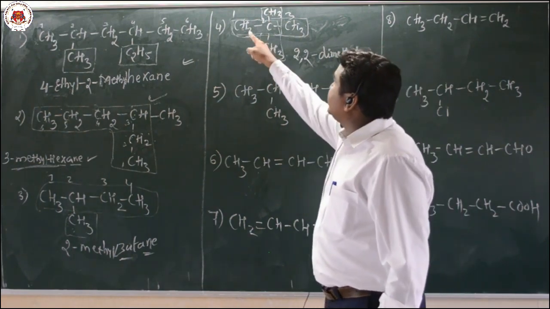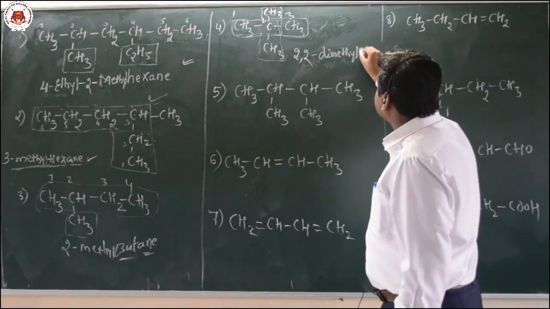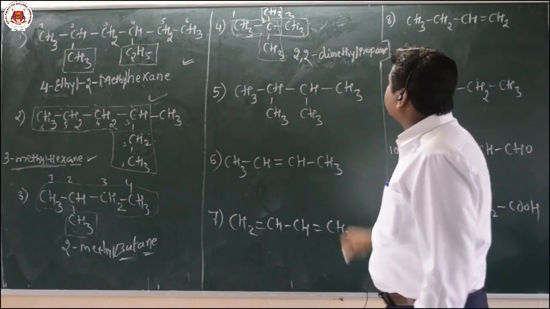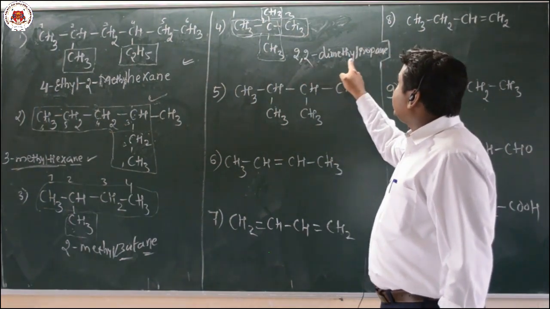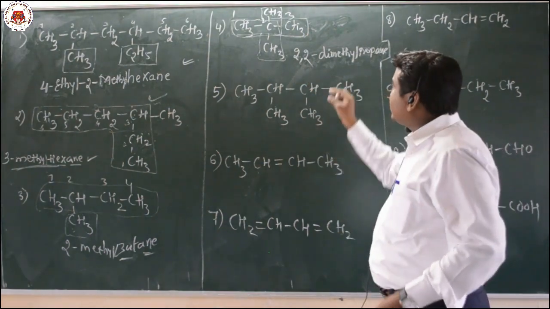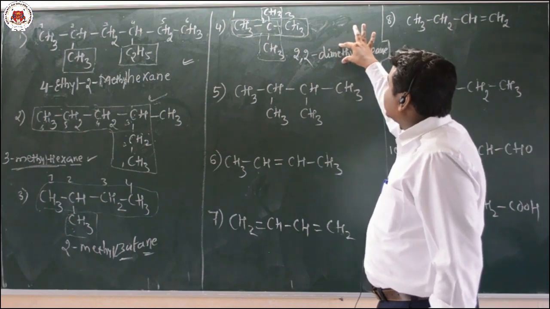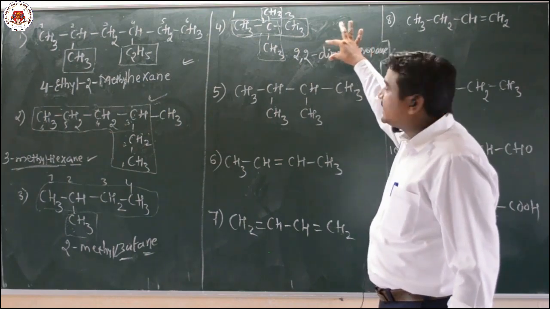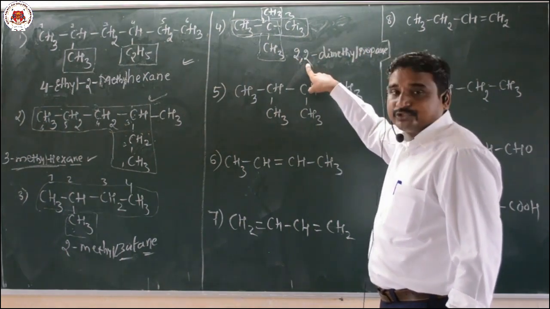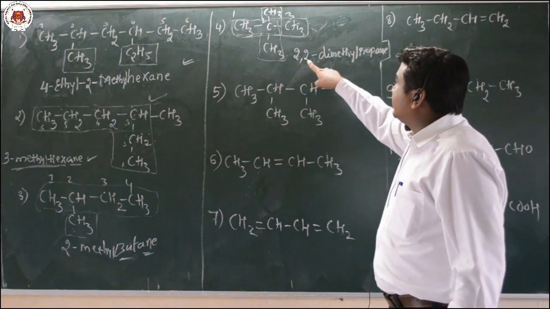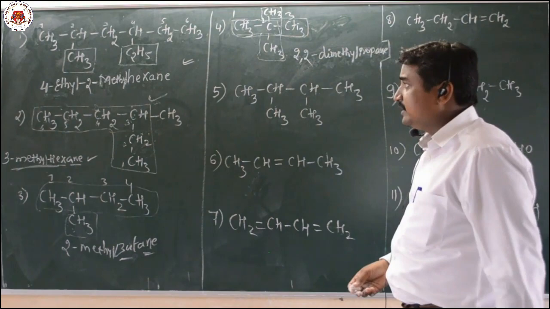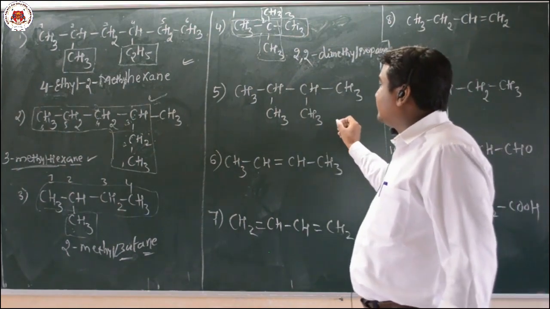Now you have to write the root word, that is what here? Prop, and suffix is ane. So 2,2-dimethyl propane. So 2,2 indicates what here? There are 2 methyl groups, dimethyl, and they are present at the same position, that is 2,2. Hence the name of the compound is 2,2-dimethyl propane. Okay, so next one, another example I have written here.